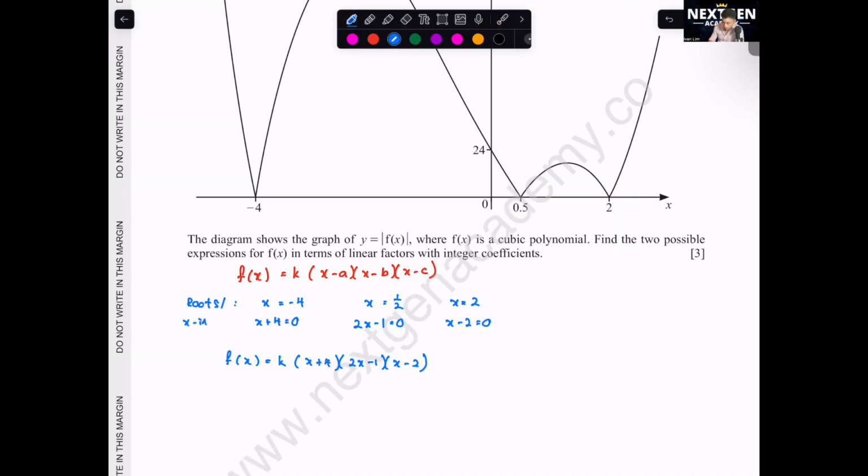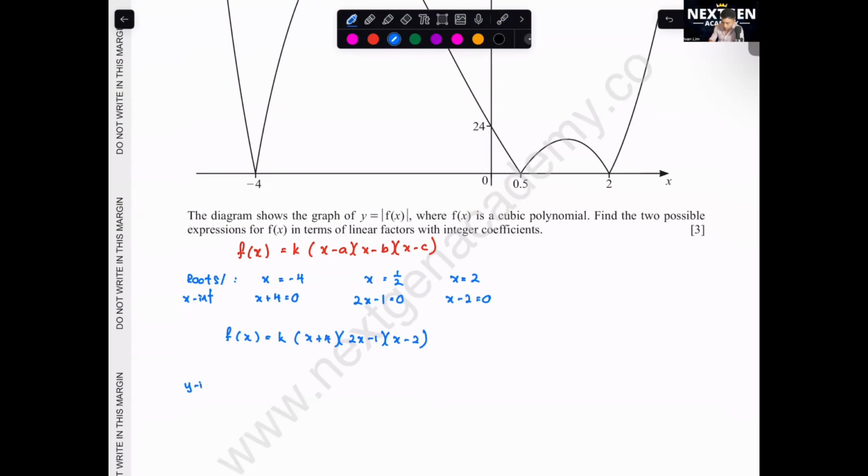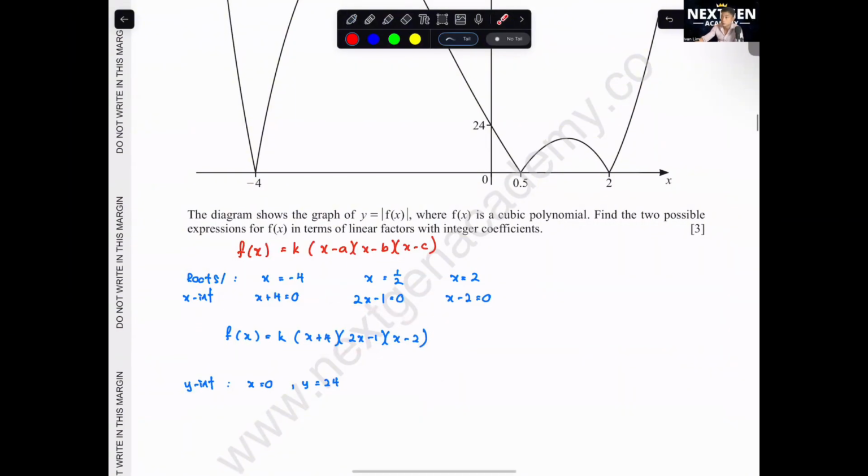The next one, we got one more value, which is the y-intercept. Okay, let's use the y-intercept. Y-intercept is when your x equals 0, y equals 24. Okay, y is also equal to f(x). We substitute into this equation to find the k value.